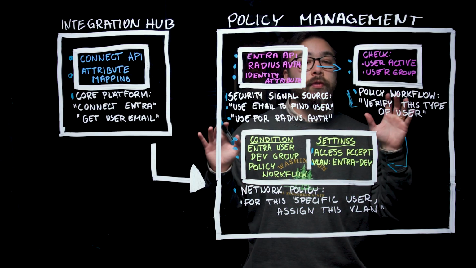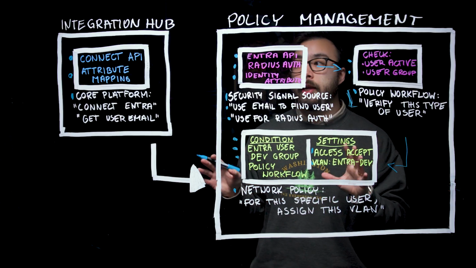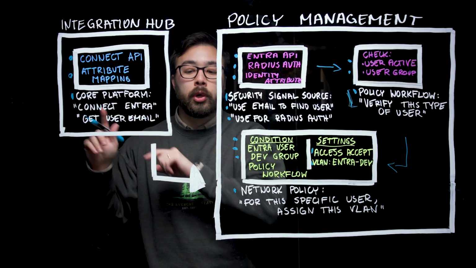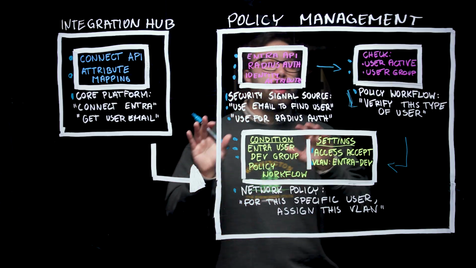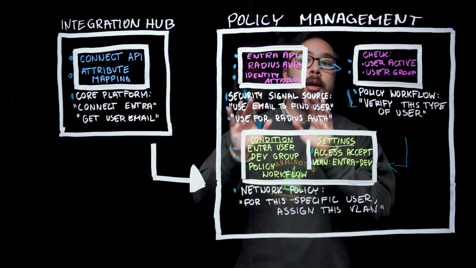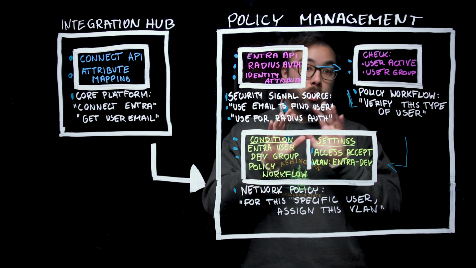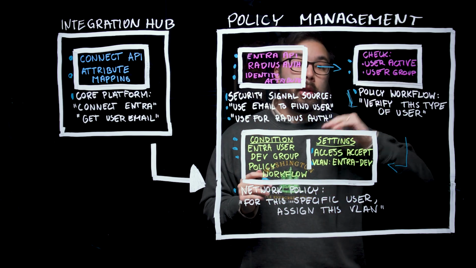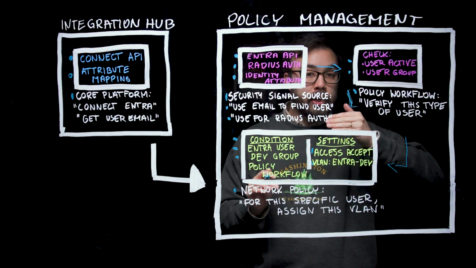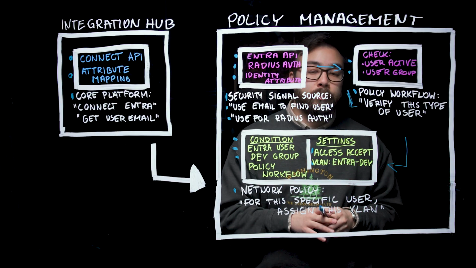So in conclusion, if you want to use our policy engine to automate VLAN assignment to a particular group in your identity provider, first you start off in the integration hub and you make a core platform that connects you to your identity source of truth. Then you're going to make a security signal source that says, use this API, use it during radius authentication, and pull the right attributes. Then you're going to make a policy workflow or a role that says, trigger this policy when you see this type of user come in. And then you're going to make a network policy that says, when you see that type of user, let's apply some certain settings, which in this case is a VLAN assignment.